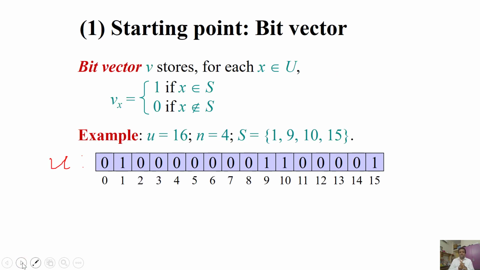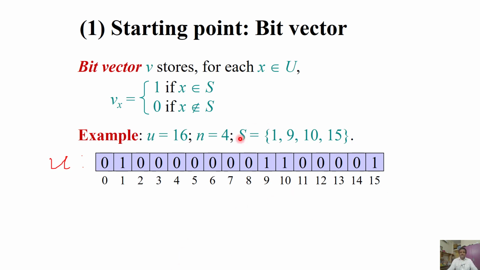Okay, so let us start to get the data structure. So this is the starting point. We take a vector. This is a vector array basically. We take an array, this is called bit vector array of size u. So if u is 16, then our array size is 16, starting from 0 to 15, because our universe is 0 to 15. That is the way, like a C array, it starts from 0 to u minus 1.